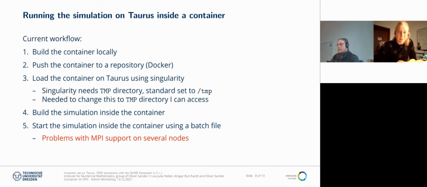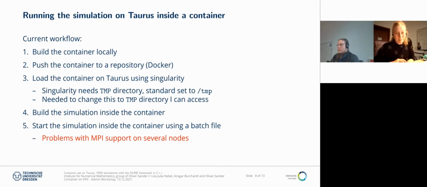There are some difficulties that I encountered with that, so maybe that is useful for you because you are admins and probably you also deal with documentation on how to do that. Loading the container in Taurus with Singularity was somehow straightforward, but Singularity needed a temp directory, and I had to change that to a temp directory I could access, because it was set by default to /tmp. I could not really find documentation about that, so this is something that we found out by ourselves.